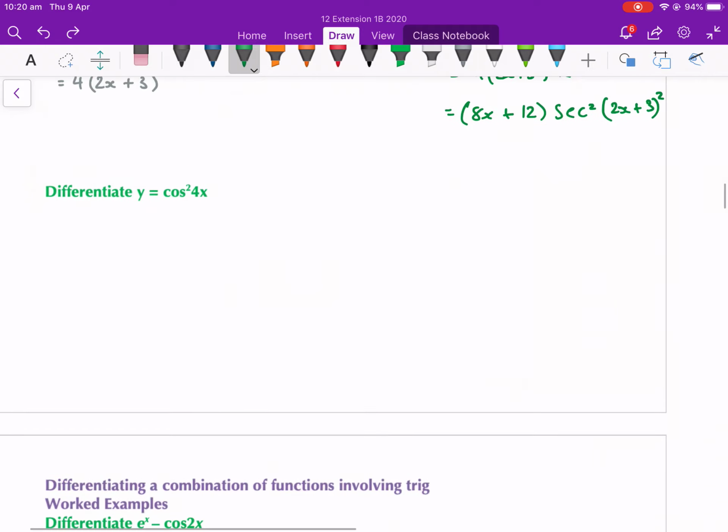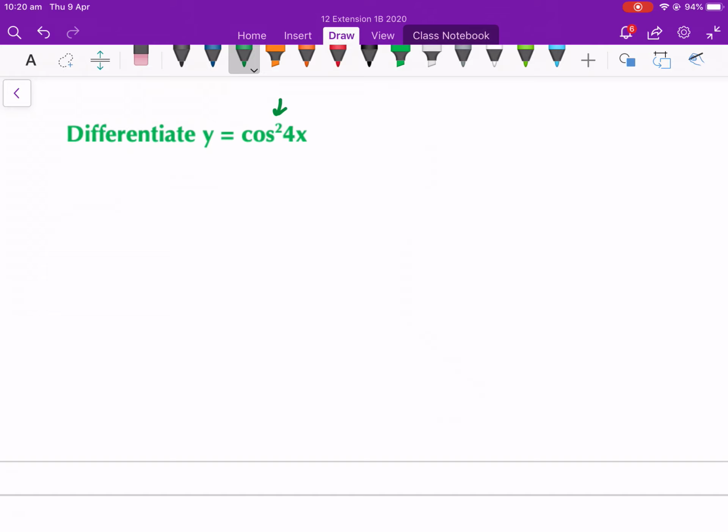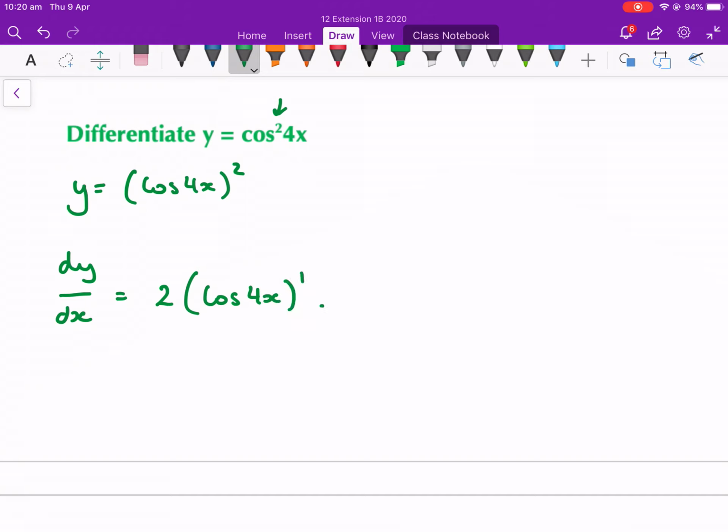The last one we're going to look at here is y equals cos squared of 4x. Now you see that the squared term is back after the cos here, so that means we can actually rewrite this as y equals cos of 4x squared, and we're going to differentiate this using the process we looked at before, so dy on dx. We're going to bring the power down to the front of the bracket, so 2 times by cos 4x to the power of 1. Now this is the tricky bit. We've got to times this by the differential of this bracket.